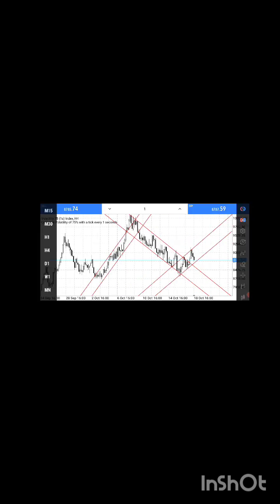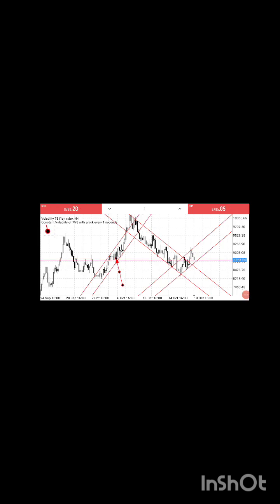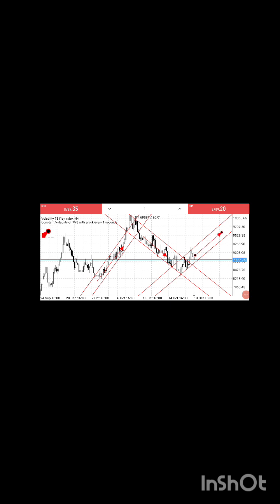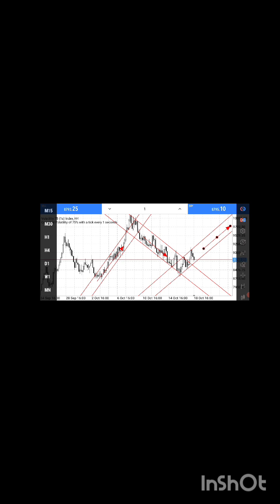So we now have how many plans? We have plan 1 pointing up. This plan is pointing up, so the slope of this plan is positive. We have this plan pointing downwards. The slope of this plan is negative, and we have this plan pointing upwards. The slope of this plan is positive. So we can take this as the major plan in the 4 hours time frame.